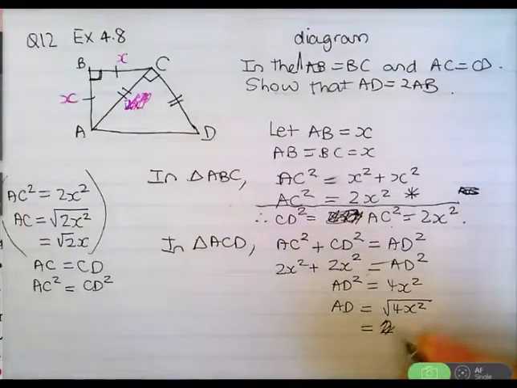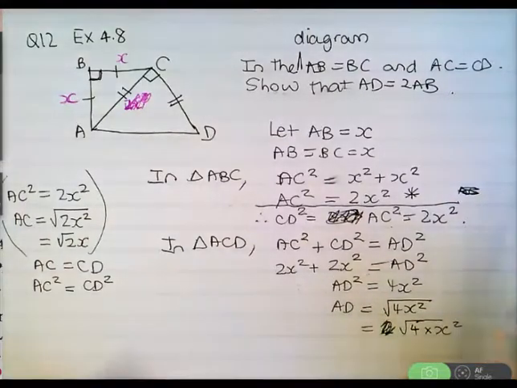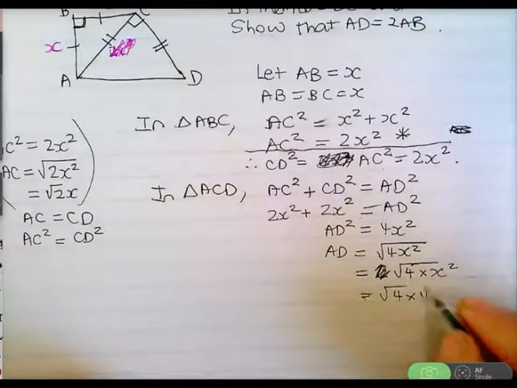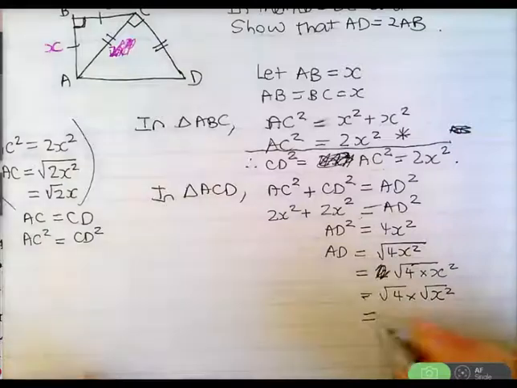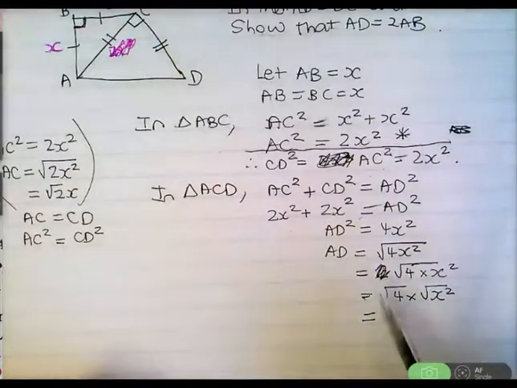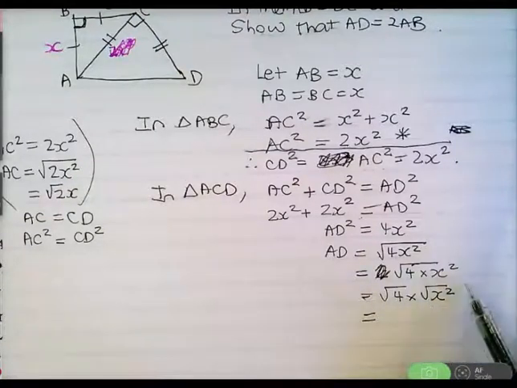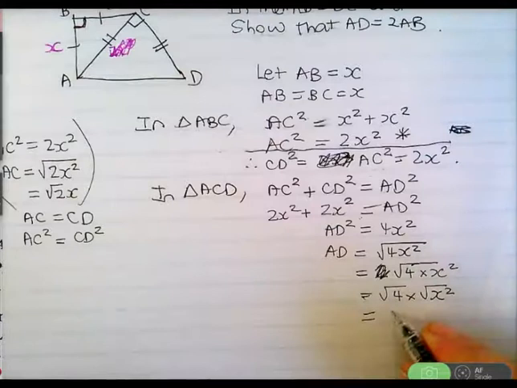Alright, so girls, that's the same as the square root of 4 times x squared. Do you get that? So it's the same as the square root of 4 times the square root of x squared. When you do the square root of 4x squared, what you're saying in your head is, I square root the 4 and I square root the x squared. What's the square root of 4? 2. What's the square root of x squared?